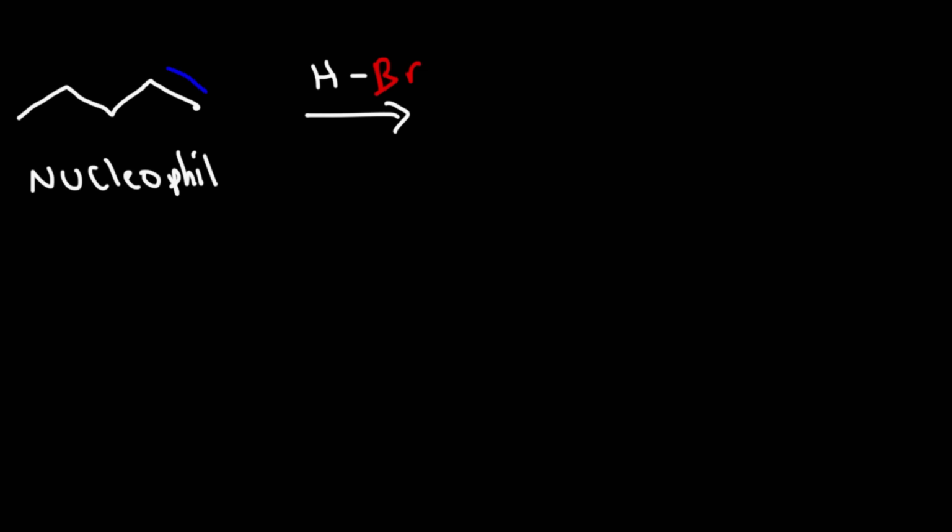Now let's go over the mechanism for the first reaction. The alkene in this reaction is the nucleophile. A nucleophile is a molecule that is electron rich. It can donate a pair of electrons. HBr is going to be the electrophile in this reaction. It's going to accept a pair of electrons. The nucleophile is like the Lewis base. The electrophile is basically the Lewis acid. Now to show the mechanism, the arrow is always going to start from the nucleophile and it's going to go to the electrophile.